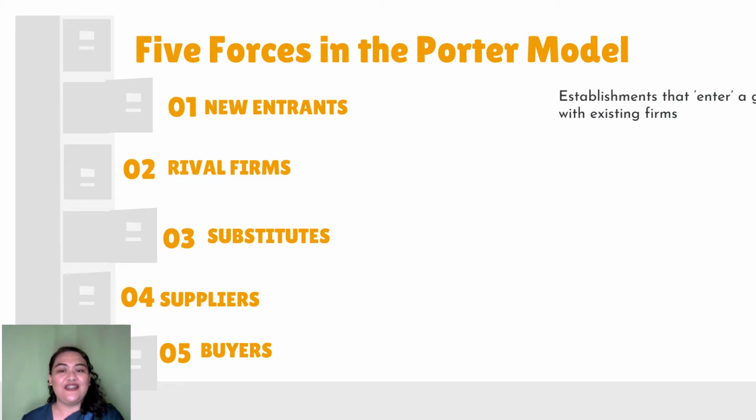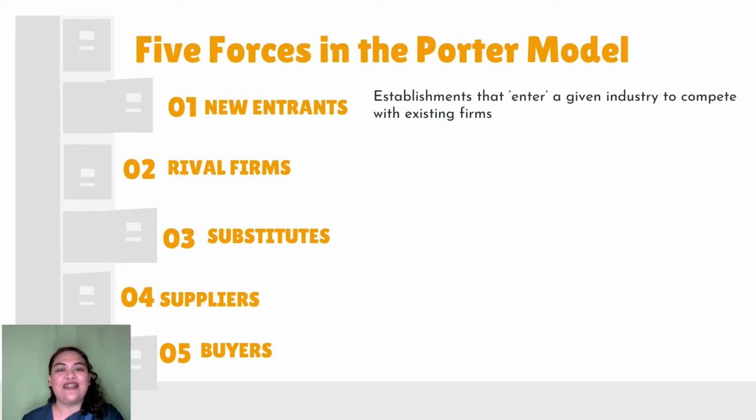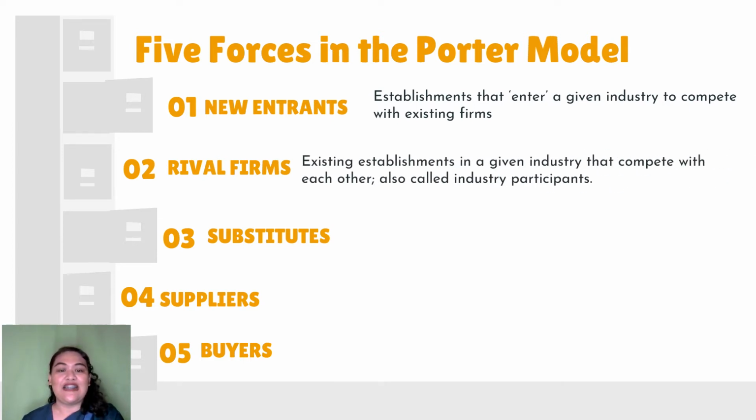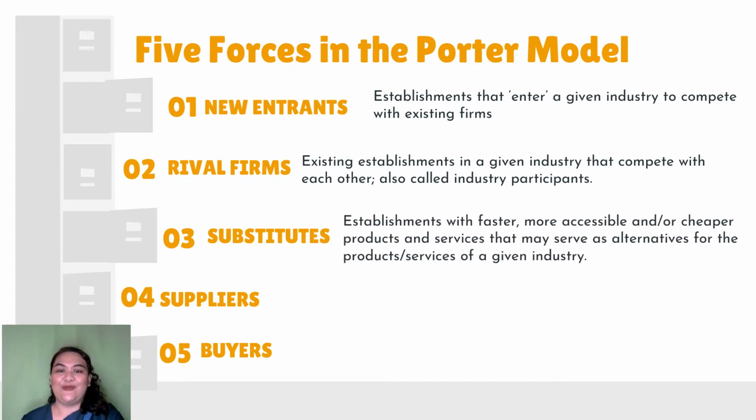The first is the new entrants, establishments that enter a given industry to compete with existing firms. Rival firms are existing establishments in a given industry that compete with each other, and they are also called industry participants. Substitutes are establishments with faster, more accessible, and cheaper products and services that may serve as alternatives for the products and services of a given industry.